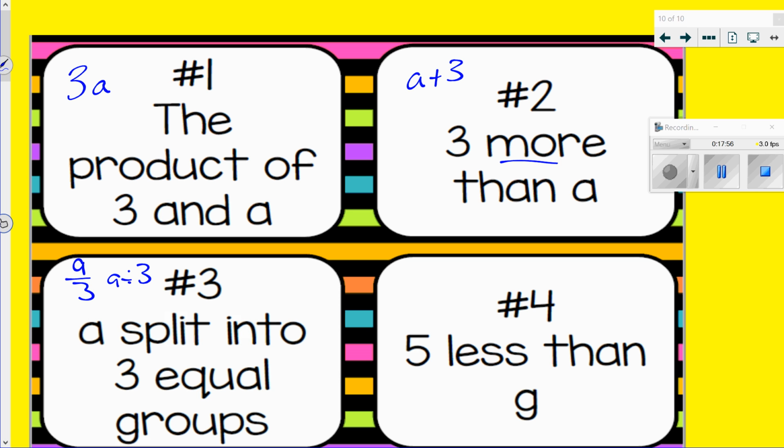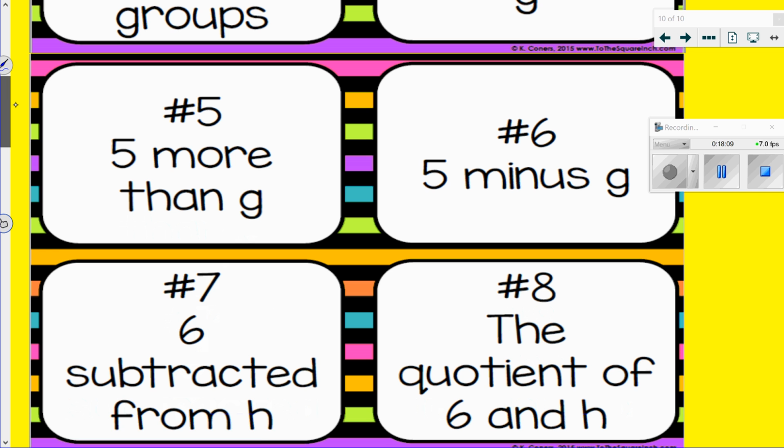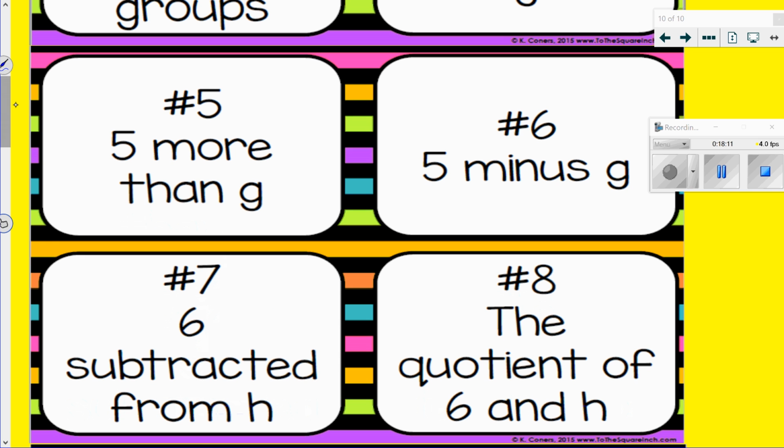Either one is fine. Wait, if it's 5 less than G, that has to be G minus 5. Wait, hold on. No, number 4 is G minus 5. Okay, number 5. 5 more than G. More than is another flipping phrase. So G plus 5. If you did 5 plus G, minus 1/2. 5 minus G, that's just straight up 5 minus G.